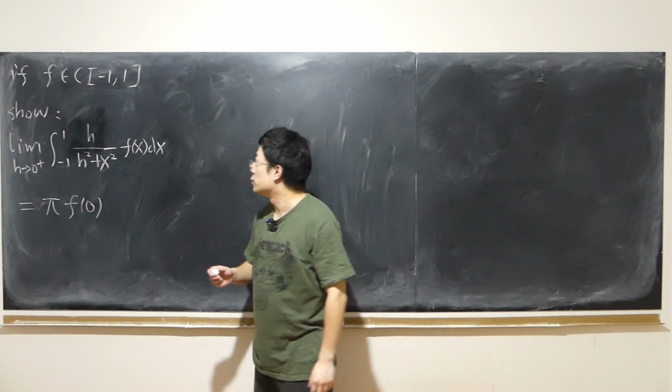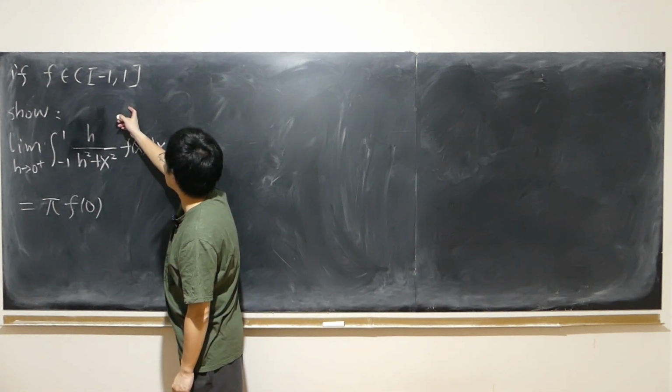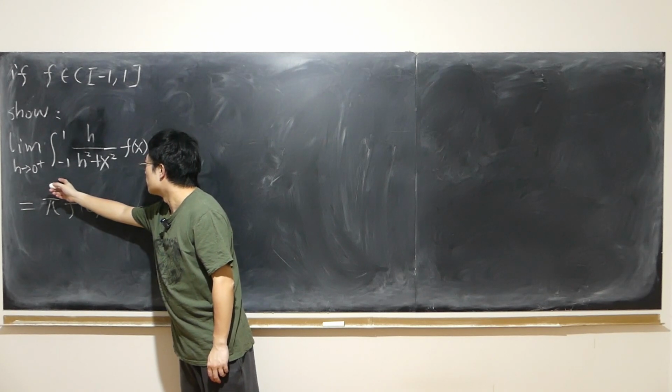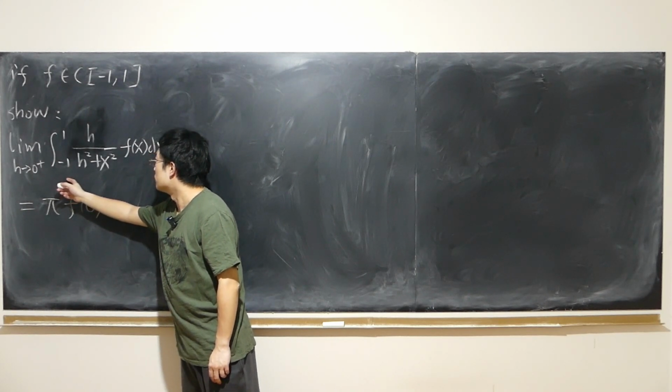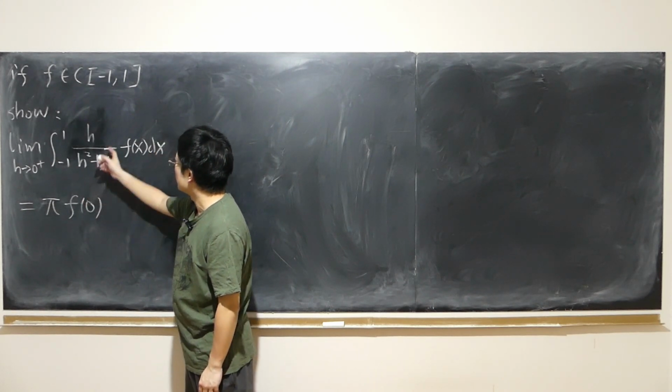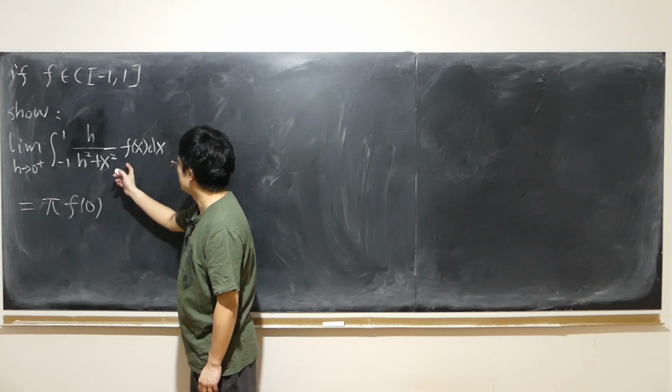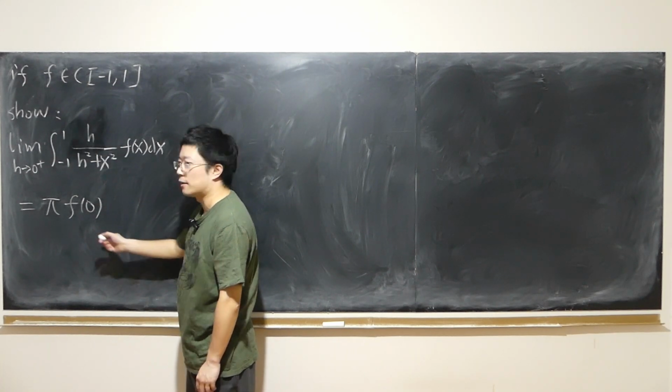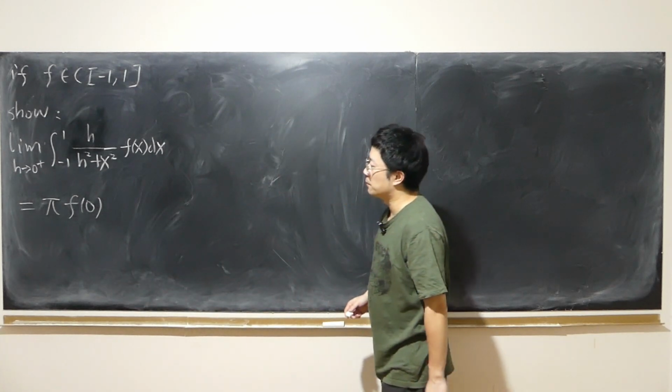If f is continuous over negative 1 to 1, show that the limit as h approaches 0 from the right-hand side of the integral from negative 1 to 1 of h over h squared plus x squared times f(x) dx is equal to pi times f of 0.